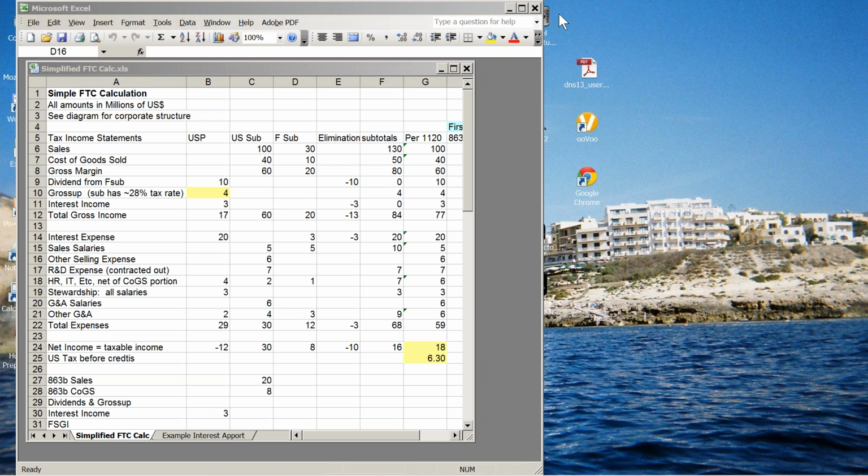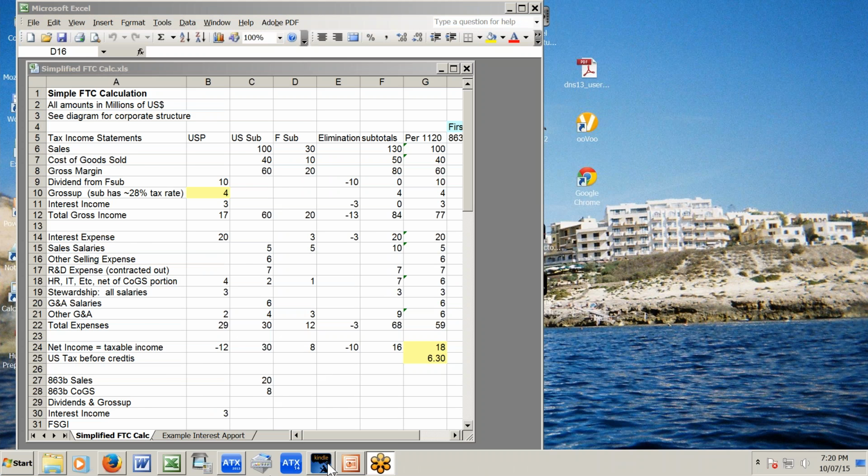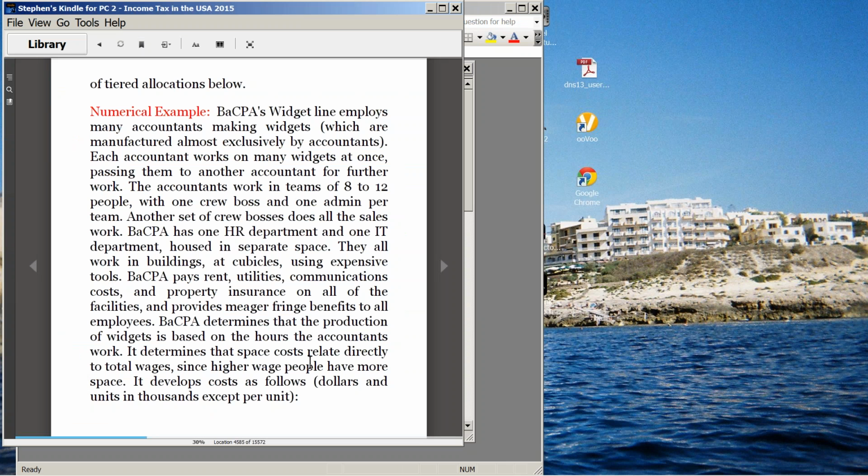So let's look at an example. Now, again, I sent this out to you. It's an HTML file, so it will open in a browser. And I'll go through the facts really quickly.